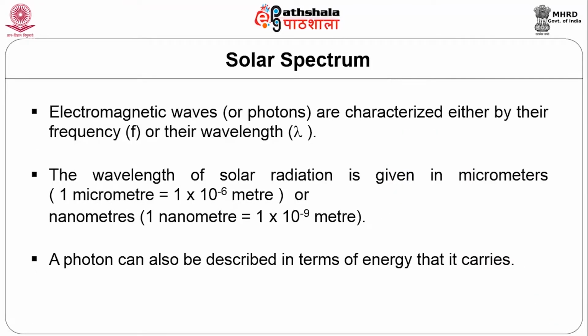When we look at the solar spectrum, electromagnetic waves or photons are characterized either by their frequency f or their wavelength lambda. The wavelength of solar radiation is given in micrometers, where 1 micrometer is equal to 1 into 10 to the power of minus 6 meters, or in nanometers, where 1 nanometer is equal to 1 into 10 to the power of minus 9 meters. A photon can also be described in terms of the energy that it carries.